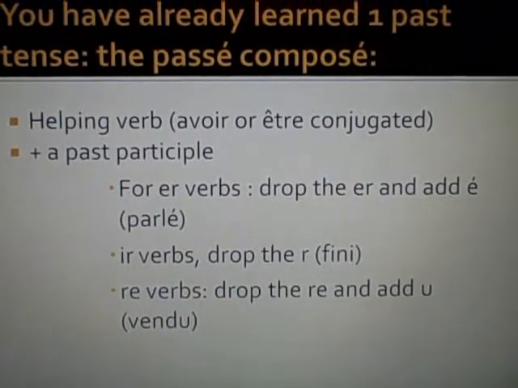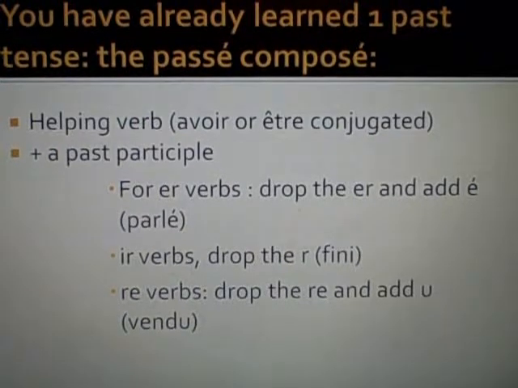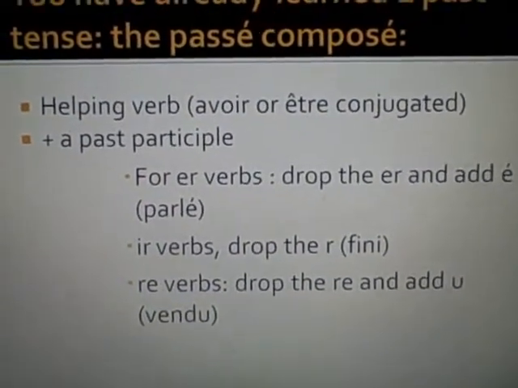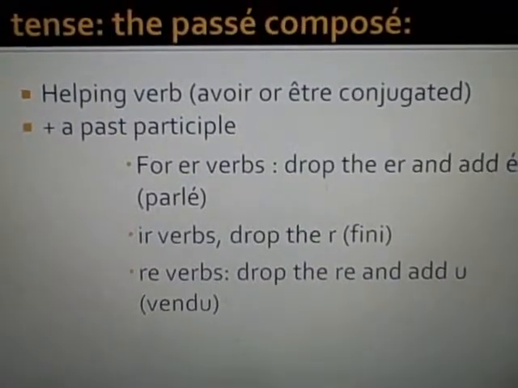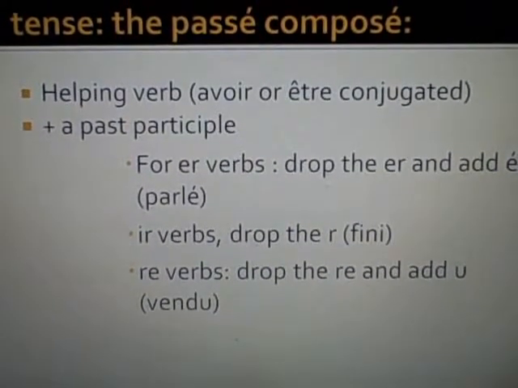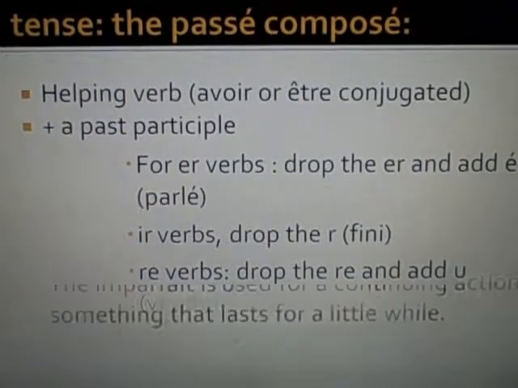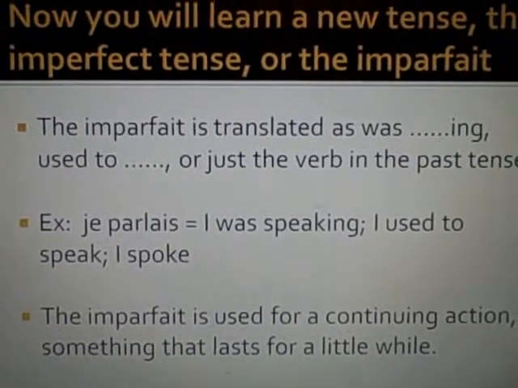Remember, for ER verbs, we drop the ER and add an E accent. For IR verbs, we drop the final R. And for RE verbs, we drop the RE and we add the U. That is the passé composé. But now we're moving on to the imparfait.